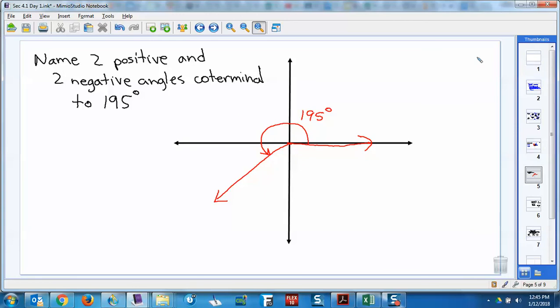So this is going to be your homework right here. This is an example, and then I'm going to give you 10 other ones, and you're going to draw them and write them. So give me two positive and two negative angles that are coterminal to that angle there, 195 degrees. Two positive, two negative. Just write it down.